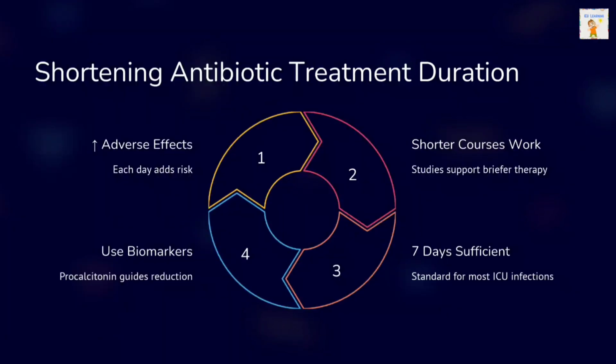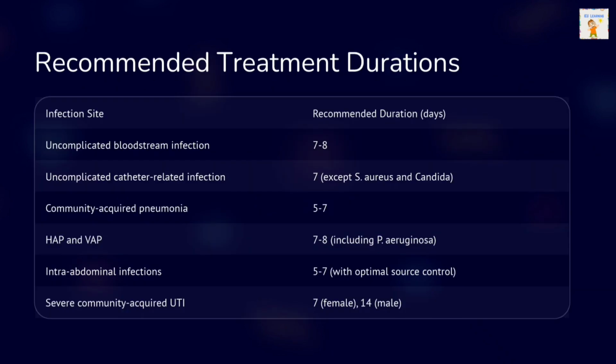So we should always try and focus on shortening the duration of antibiotic treatment. If we prolong the use of antibiotics, there will be more side effects. Shorter courses work as well as longer courses. Seven days of therapy is generally considered sufficient for most ICU patients, and we can use biomarkers like procalcitonin, which guide our therapy and reduce the days of antibiotics.